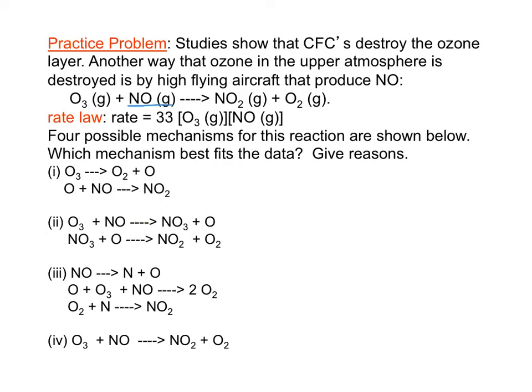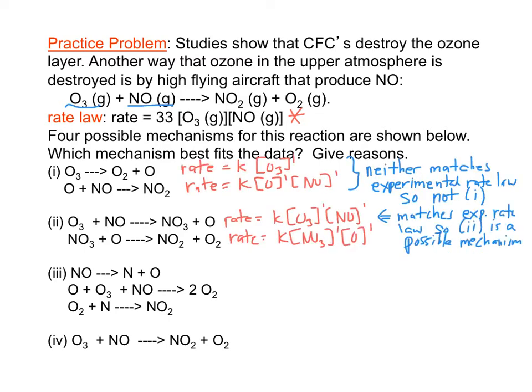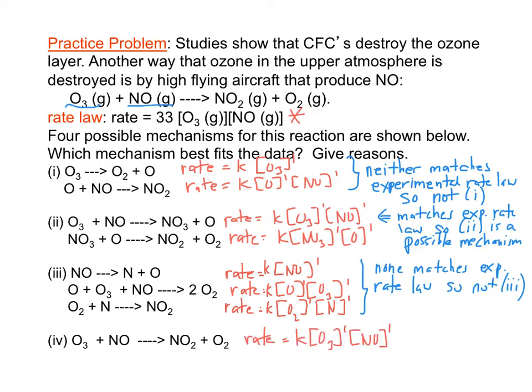Nitric oxide is produced by high-flying aircraft and destroys the ozone. Ozone is the chemical in our upper atmosphere which blocks ultraviolet radiation from the sun. Here is the rate law for this reaction and 4 possible mechanisms. Stop the video and identify which mechanism best fits the data. And the answer is mechanisms 2 and 4 fit the experimental rate law. We would have to do experiments to see which mechanism is the actual mechanism.